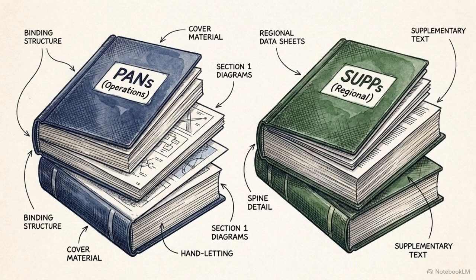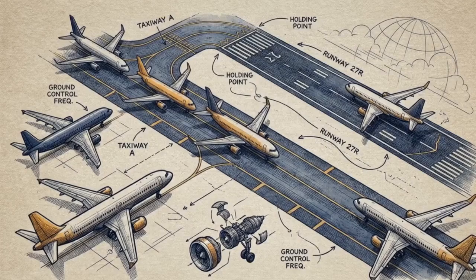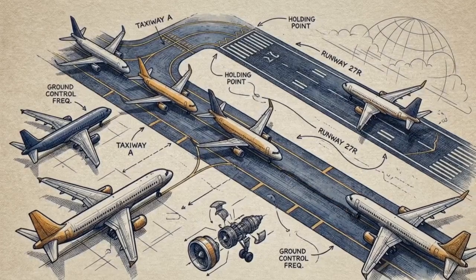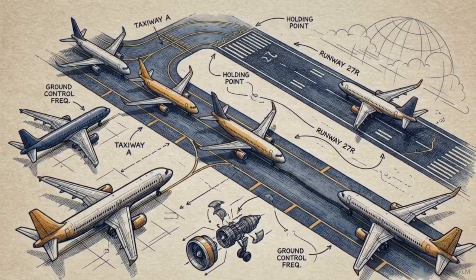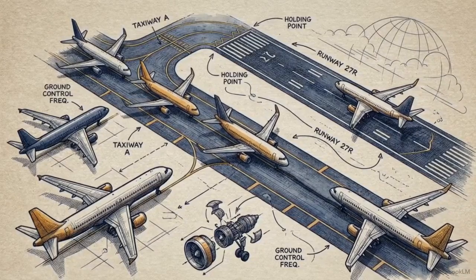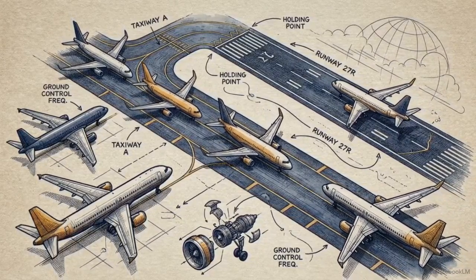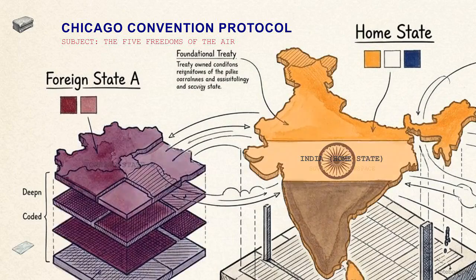ICAO also issues PANs, or Procedures for Air Navigation Services, for operational details that are too technical for the annexes, and SUPs for regional requirements. These annexes serve as a universal technical language, ensuring 193 sovereign nations do not create 193 conflicting sets of technical standards. Chicago also established the freedoms of the air.